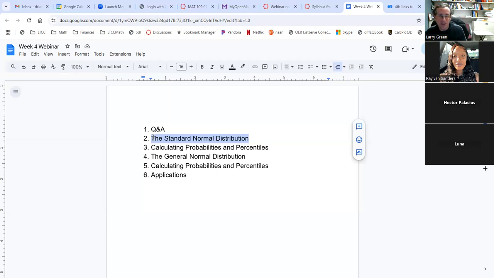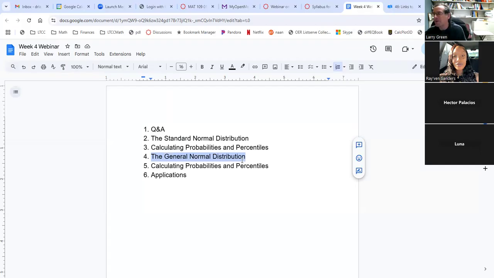So we'll talk about the standard normal distribution and we'll calculate probabilities and percentiles if we're given a standard normal distribution. We'll see how we can do that for some cases without too much difficulty. And then we'll talk about the general normal distribution. With the standard normal distribution, your mean is 0 and your standard deviation is 1. With the general normal distribution, the mean could be anything and the standard deviation can be any positive number.